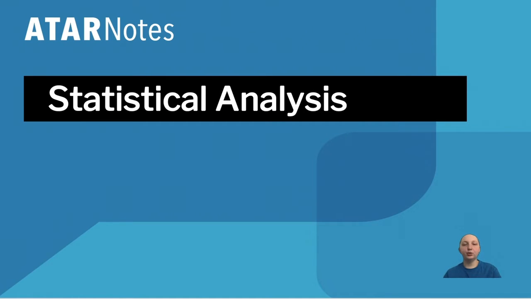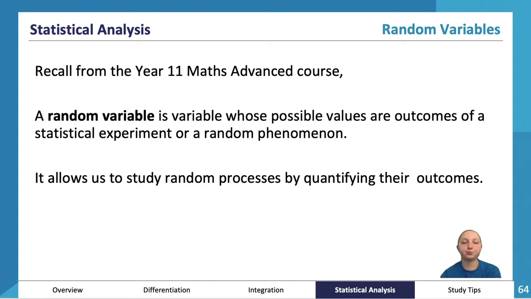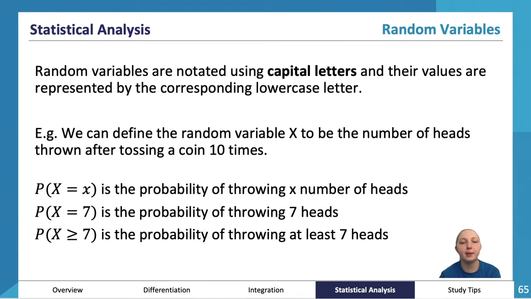So the final content bit before we look at some study tips for today is about statistical analysis. From year 11, hopefully you remember that a random variable is a variable whose possible values are outcomes of a statistical experiment or a random phenomenon. Essentially, random variables allow us to study random processes by quantifying their outcomes. That's a little bit wordy, so we'll have a little more of a look at random variables.